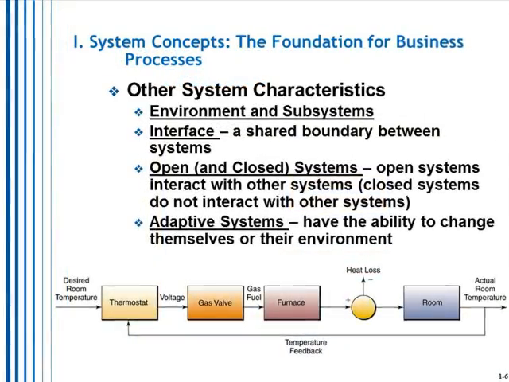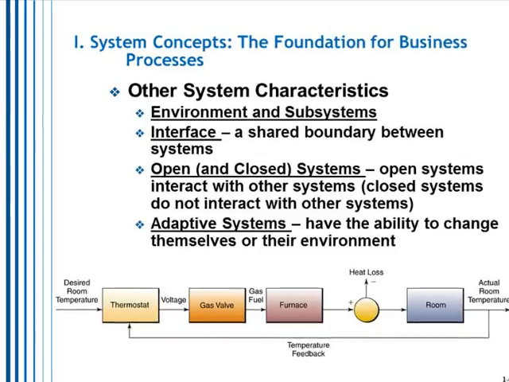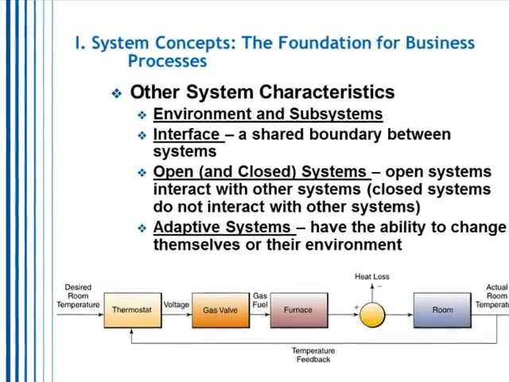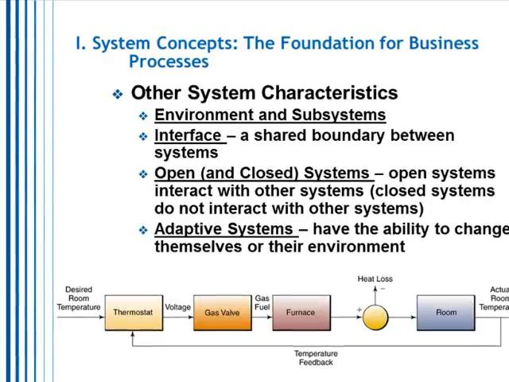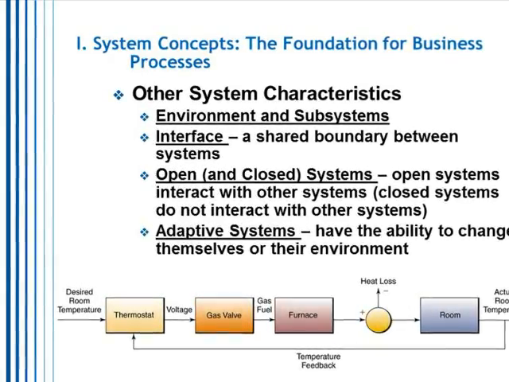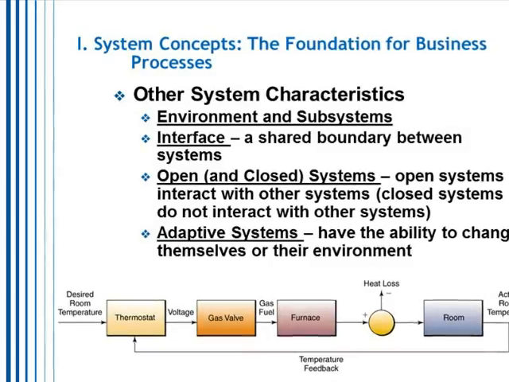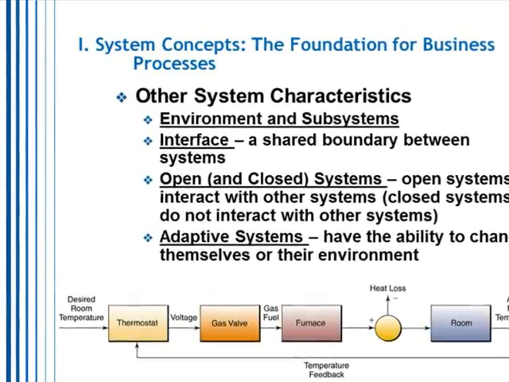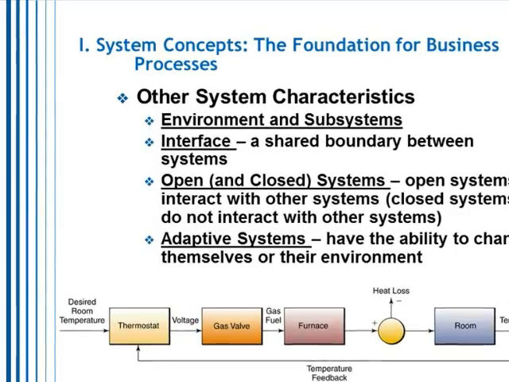The diagram below on this slide identifies temperature control. You have a thermostat, which has voltage to a gas valve. The gas valve then ties into fuel going to the furnace that creates heat or reduces heat that then is applied to the room to affect the room temperature.